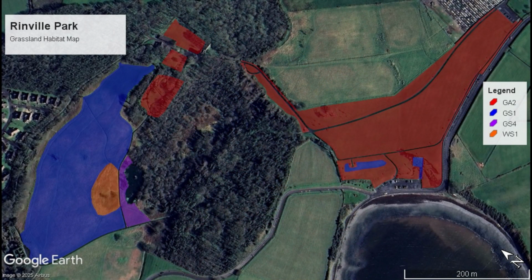For example, if we look here at a sample habitat map that I created using Google Earth Pro using Renville, we have an abundance of dry calcareous and neutral grassland, which is coded as GS1, and GA2, which is amenity grassland. If you're unsure of these names of the habitats, the Fossitt Guide gives definitions of each.